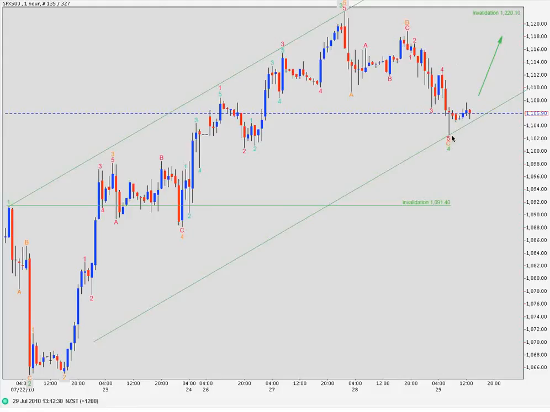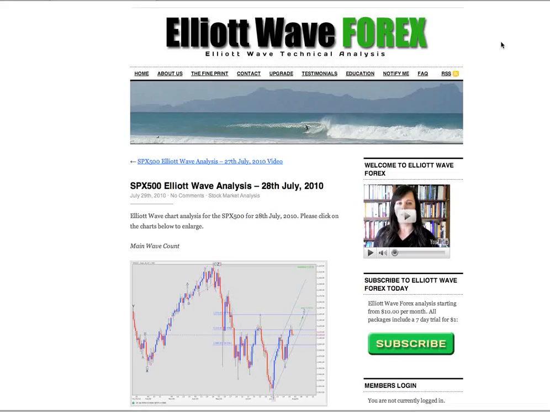A nice 5-wave structure should be over here. We should be moving back to the upside now for that 5th wave, towards that little target zone I have to the upside for you.